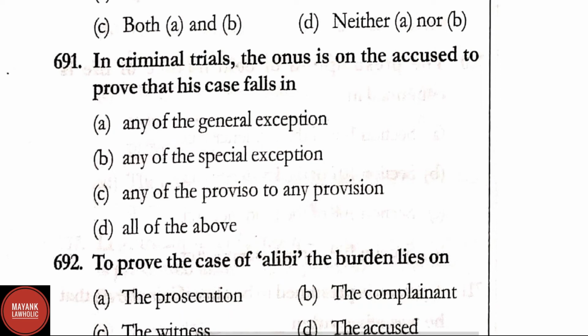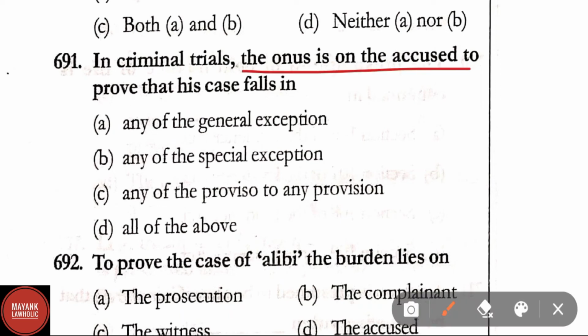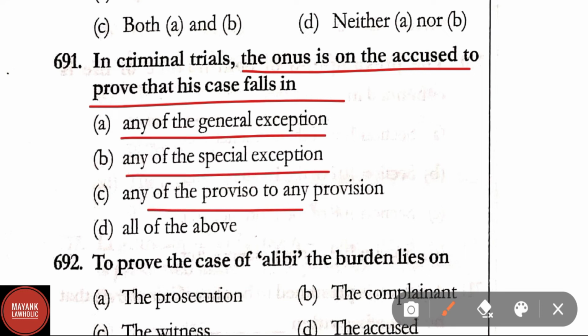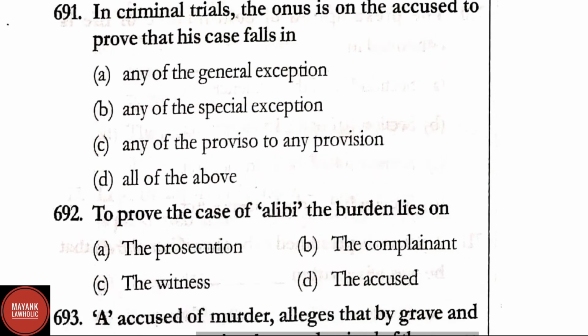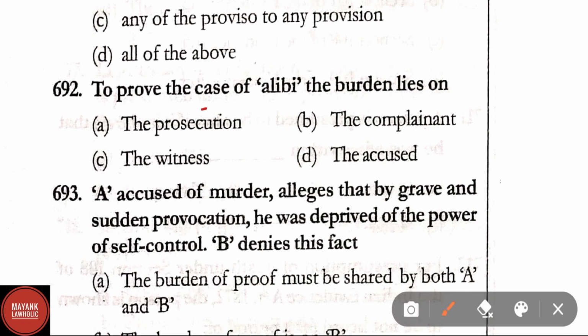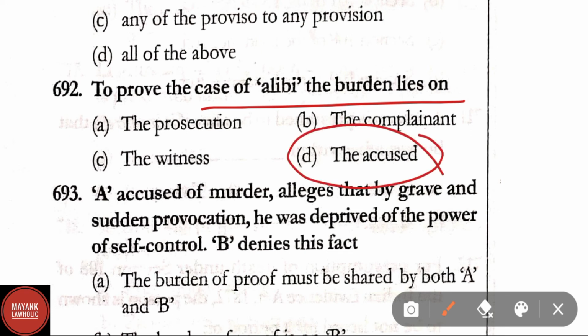Question number 691. In criminal trial, the onus is on the accused to prove that his case falls in any of the general exception, any of the special exceptions, any of the proviso to any provision, all of the above. Here correct answer is option D. Question number 692. To prove the case of alibi, the burden lies on the prosecution, complainant, witness, accused. Correct answer here is option D, that is accused.